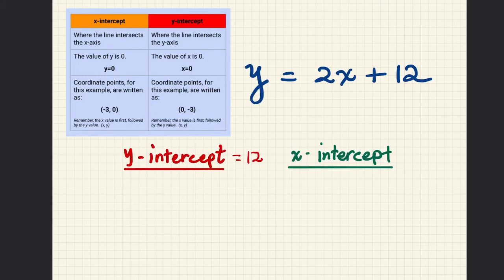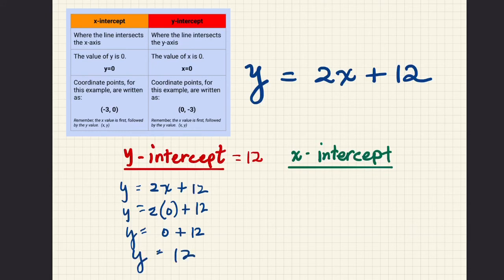So what do we know about the y-intercept? Let me just put the equation here: y is equal to 2x plus 12. We know that when we talk about the y-intercept, the value of x is 0. So how can we solve for y when you have two variables there? Go back. We know that when we're looking for the y-intercept, x is 0. So all you need to do is replace x with 0. So y equals 0 plus 12. Y is equal to 12. And that is the reason why the y-intercept and the constant are equal, because when you're looking for the y-intercept, x is equal to 0.